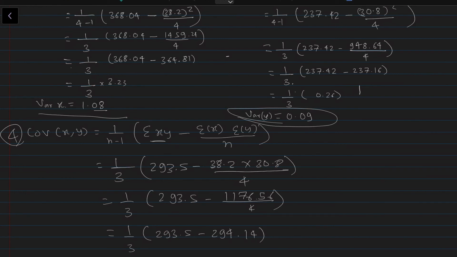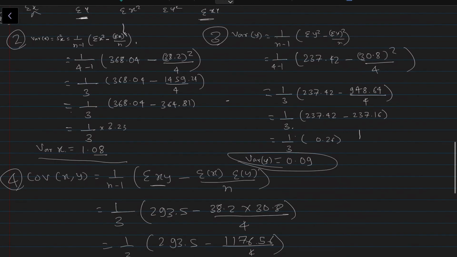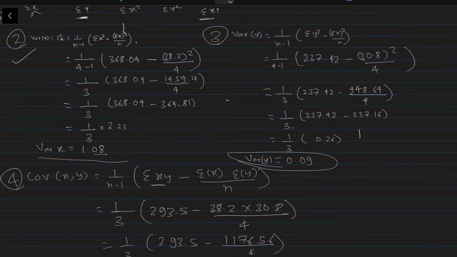Make sure you consider that negative value or negative sign, because we are subtracting a larger number from a smaller number here. So don't forget to account for the negative sign, because your direction of correlation will change otherwise. So our covariance is negative 0.21.